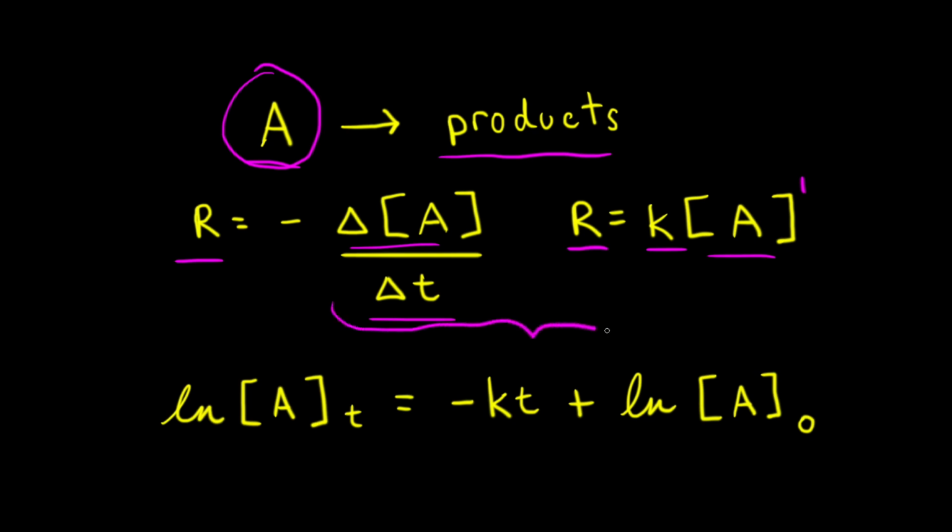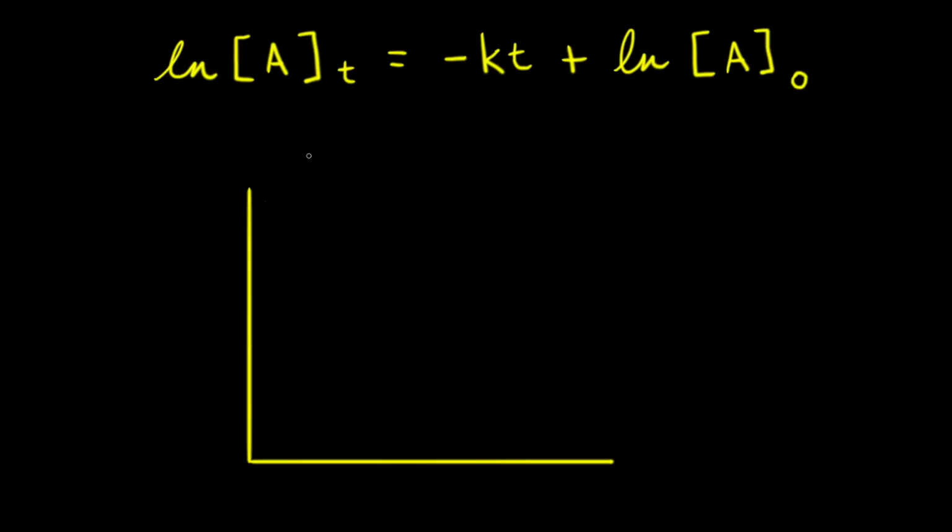By setting both of these equal to each other, and by doing some calculus, including the concept of integration, we arrive at the integrated rate law for a first-order reaction, which says that the natural log of the concentration of A at some time t is equal to negative kt, where k is the rate constant, plus the natural log of the initial concentration of A. Notice how the integrated rate law has the form of y is equal to mx plus b, which is the equation for a straight line.